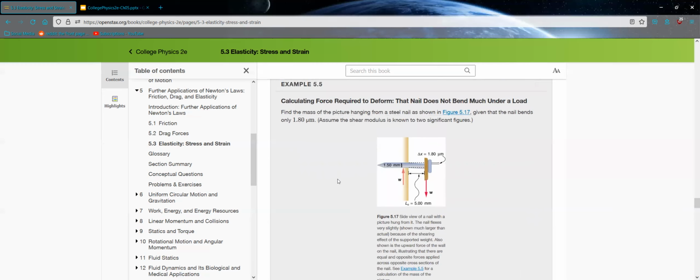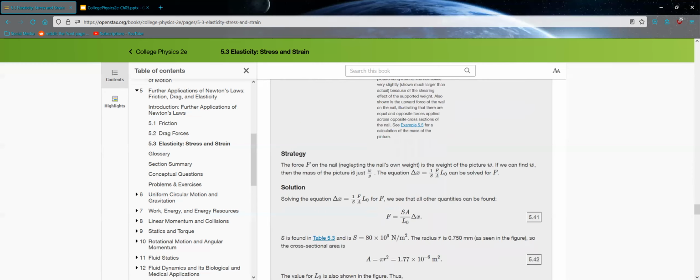What else am I given? Well, I'm given a diameter for the nail of 1.5 millimeters. I'm given a change in distance given this force, 1.8 micrometers. And it looks like I'm given an L naught, or how far away the bend is actually happening, right? It looks to be 5 millimeters. So the bend of 1.8 micrometers happens over a spread of 5 millimeters. Cool. Given lots of information, let's see what goes where.